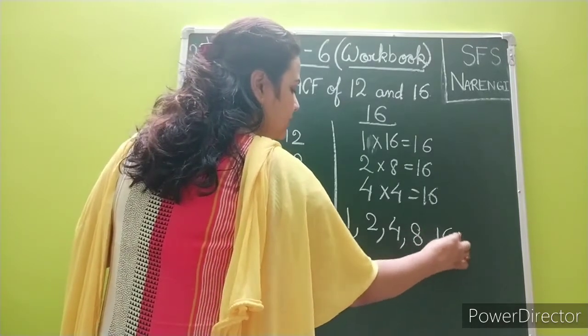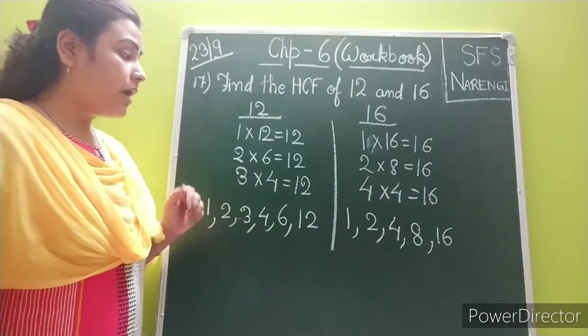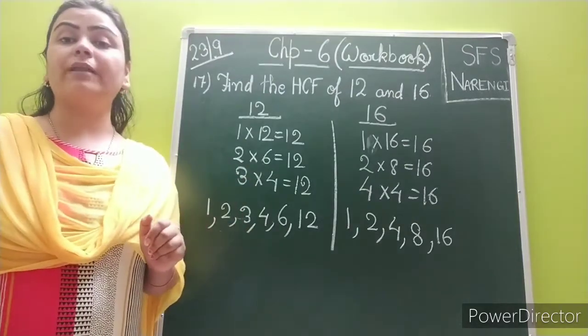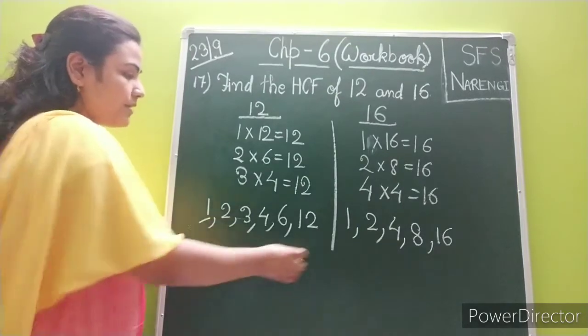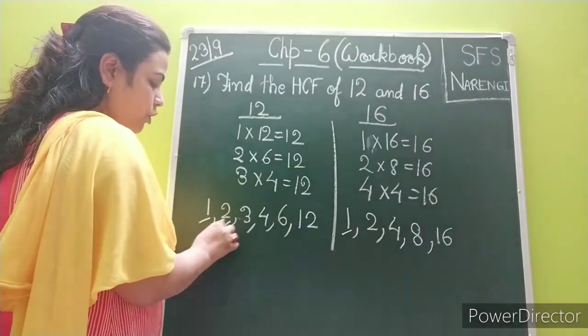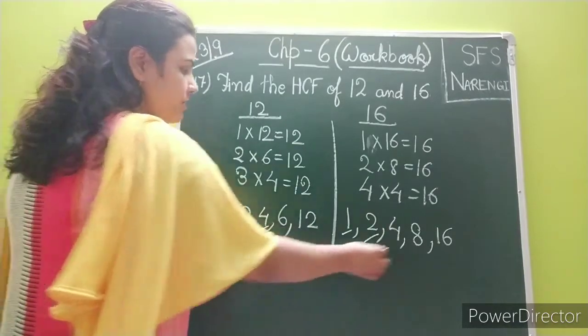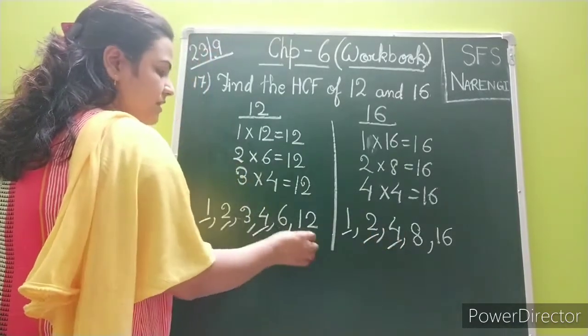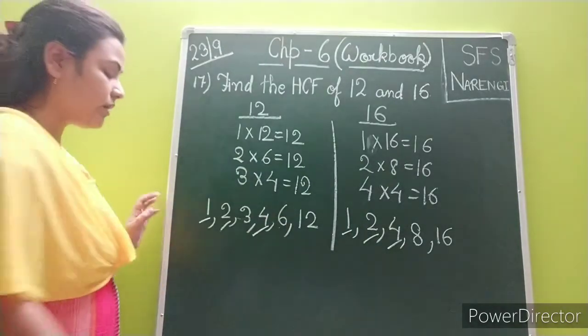8 and 16. Right? Now, out of these two, we need to find out the common factors. So, which are the common factors? 1 is a common factor. 2 is a common factor. 3 is not there. 4 is there. Then we have 6 and 12. We do not have. 8, we do not have this side. 16 also we do not have.